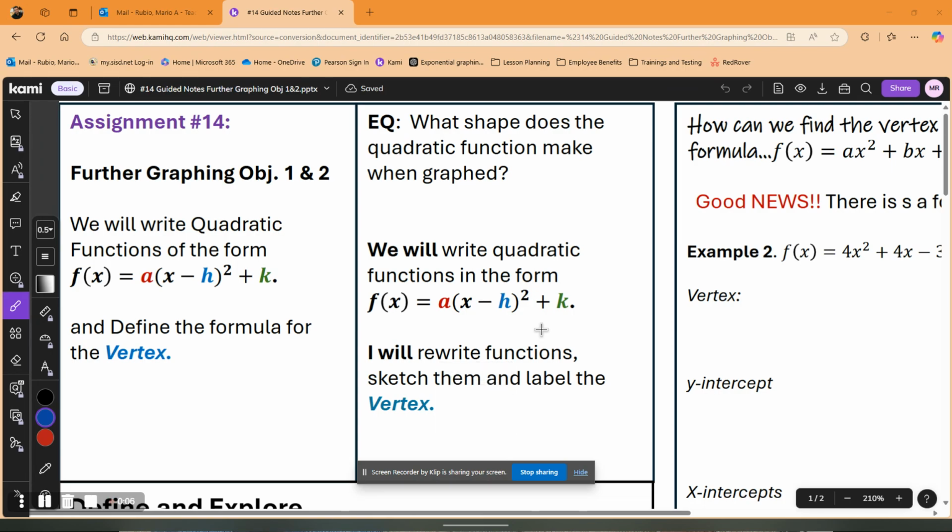It should be Monday, the 28th. You should be on week 6, and this is going to be assignment number 14. We're going to look at some more graphing. It's called Further Graphing, Objectives 1 and 2.